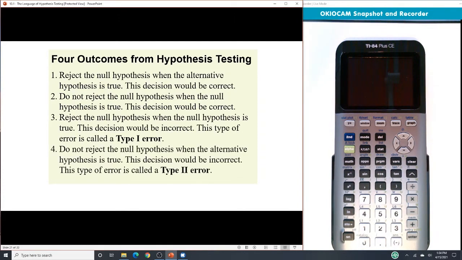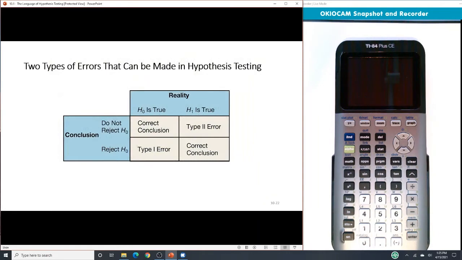Three and four are where our errors come in. In number 3, we reject the null hypothesis when the null hypothesis is actually true. That is a type 1 error. And then number 4, we do not reject the null hypothesis when the alternative is true. That's a type 2 error. We should have rejected there. So this is just a chart putting all those things together: what is happening compared to our conclusions.